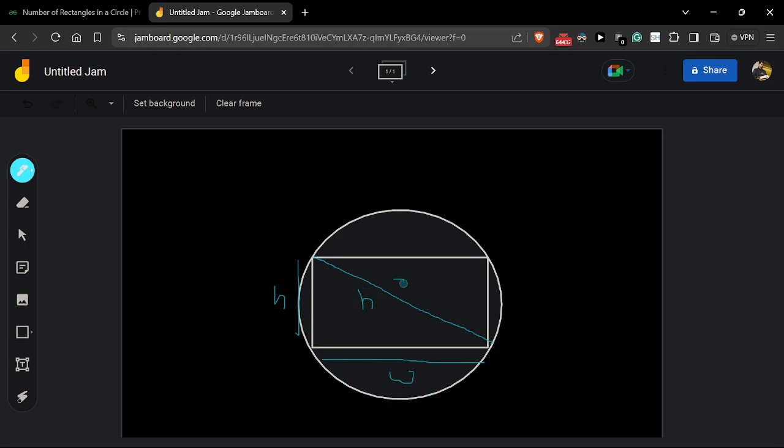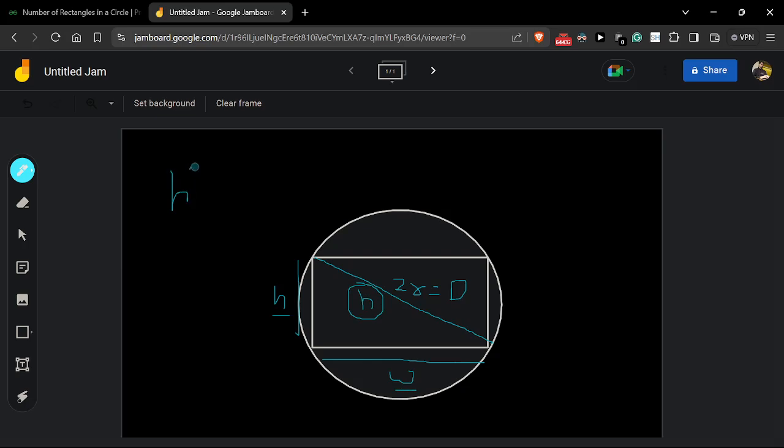So this maximum value must be 2 cross r. The hypotenuse of a rectangle must be smaller than or equal to 2 cross r. So r is the radius and 2 cross r is the diameter. So while finding height and width, we can find out the hypotenuse.